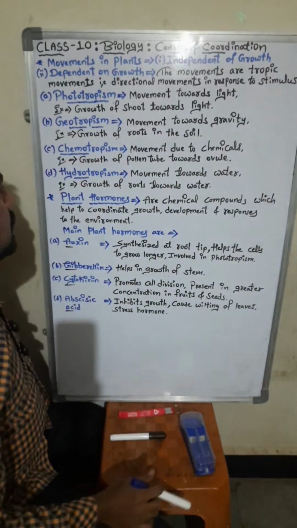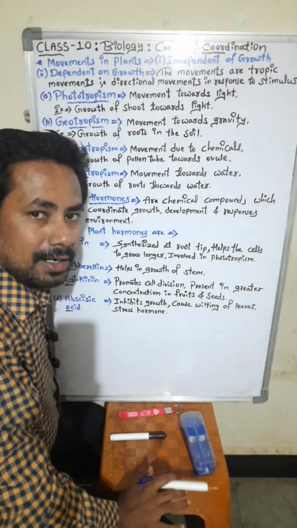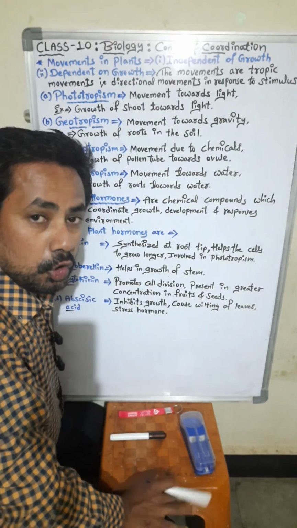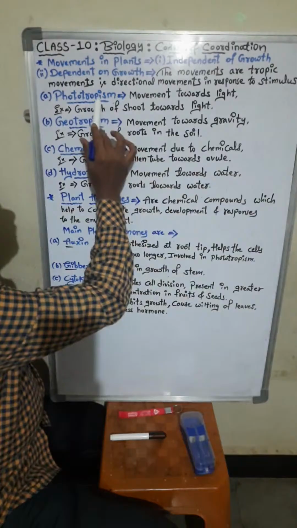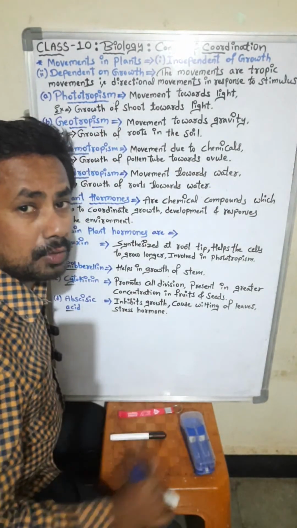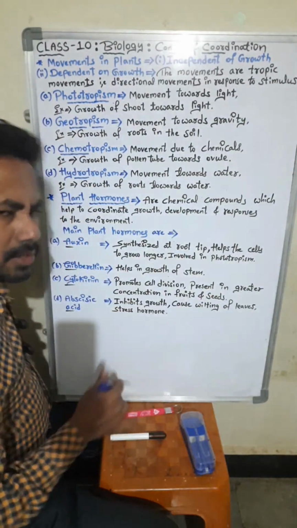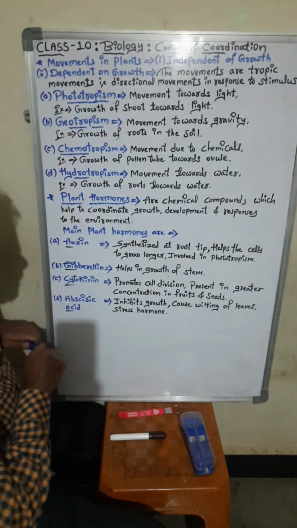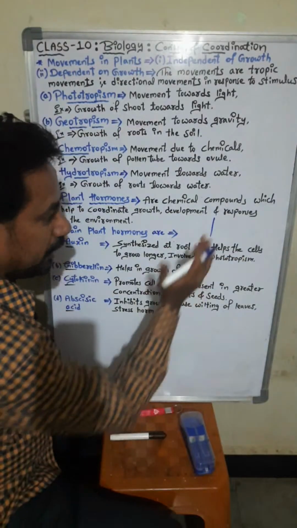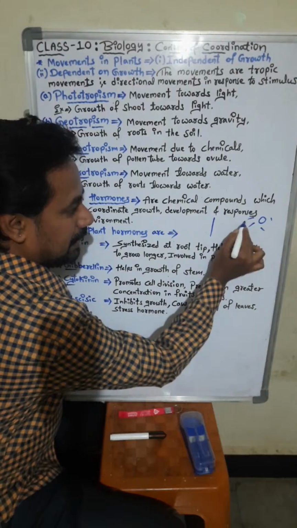Phototropism, geotropism, chemotropism, hydrotropism. Photo means what? Light. Tropism means growth towards the light. Simple. Plants grow towards the light. Sir, how is it possible? I will give you an example. This is a wall of your house, and a window of your house, and sunlight is coming in.